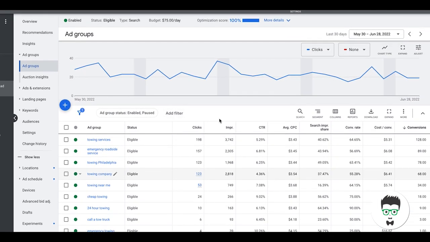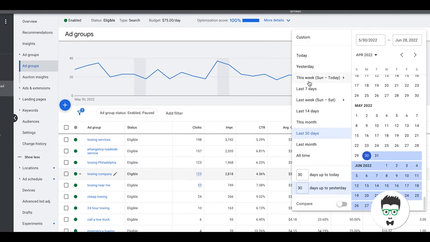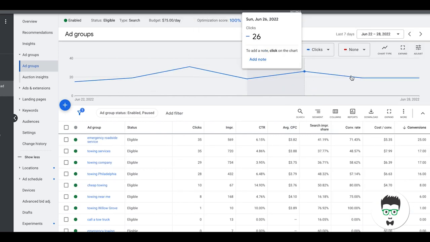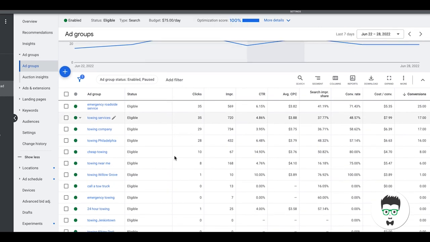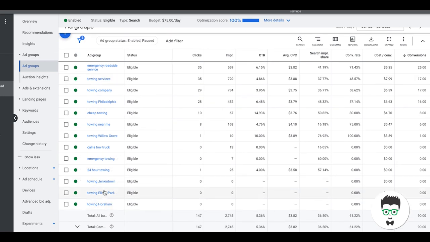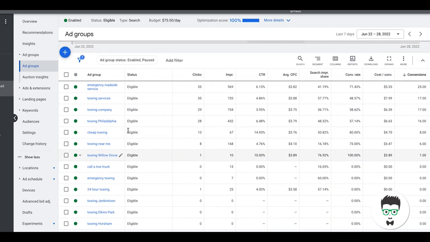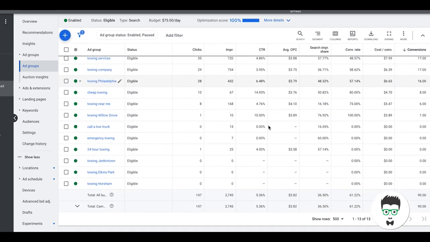So that said, let's get right into this. Let's look at the last 7 days. Let's not even go 30. Let's look at last 7 days, which is June 22nd, 2022 to June 28th, 2022. You can see here we're at the ad group level of the campaign. So here's all of our ad groups. We have a couple of geo ad groups, which are basically just little towns around Philadelphia. And then we have our main ad groups like towing services, towing company, cheap towing, emergency roadside service, stuff like that. So you can see here in the last 7 days, they've gotten a total of 90 leads.